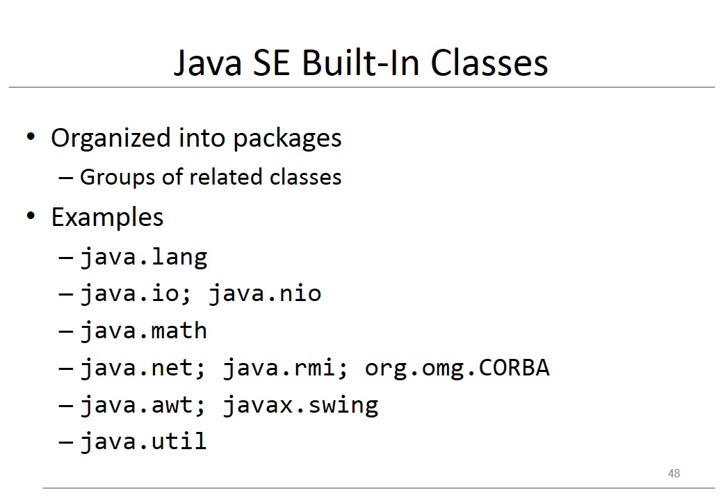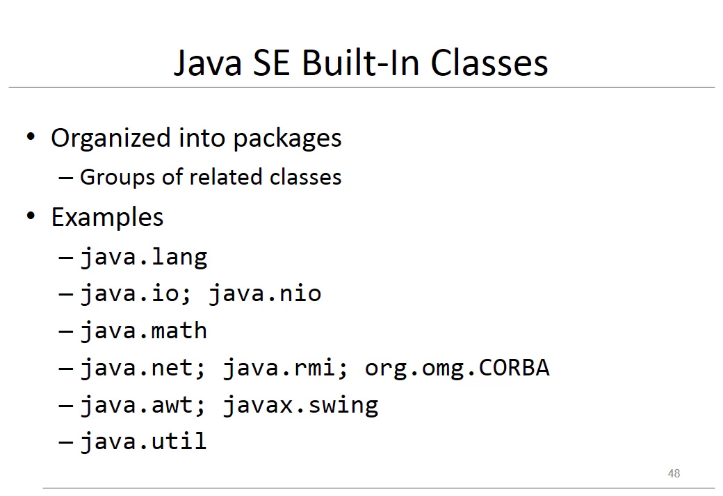The java.io and java.nio packages provide classes to deal with input and output, such as reading and writing files. We'll discuss them in more detail in a later chapter. The java.math package provides a set of mathematical functions.